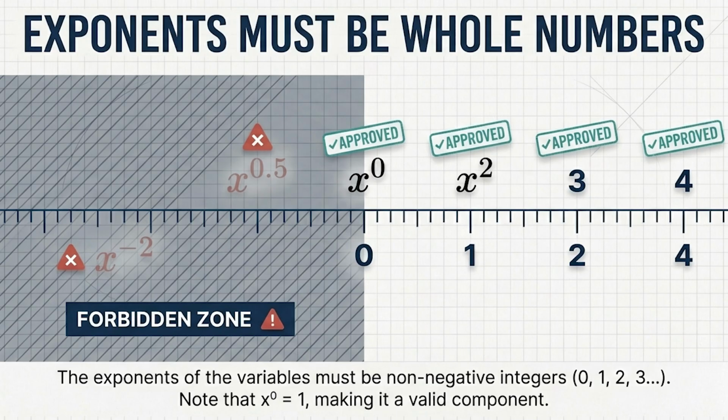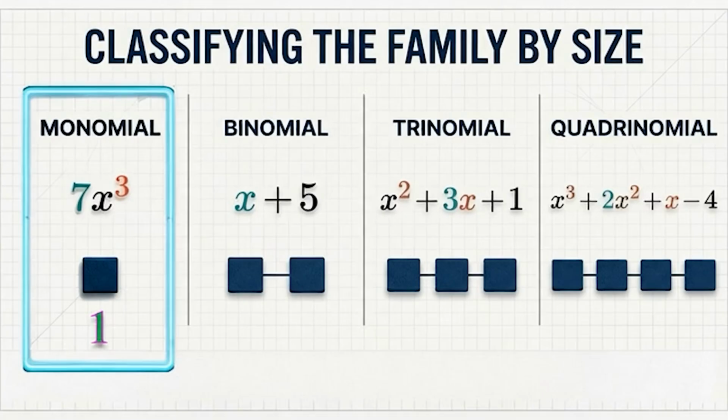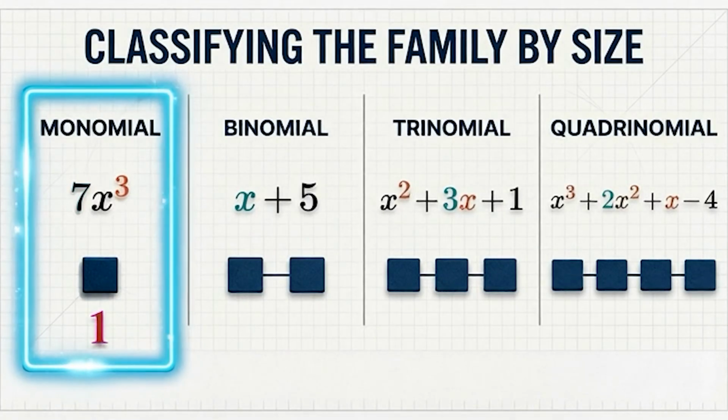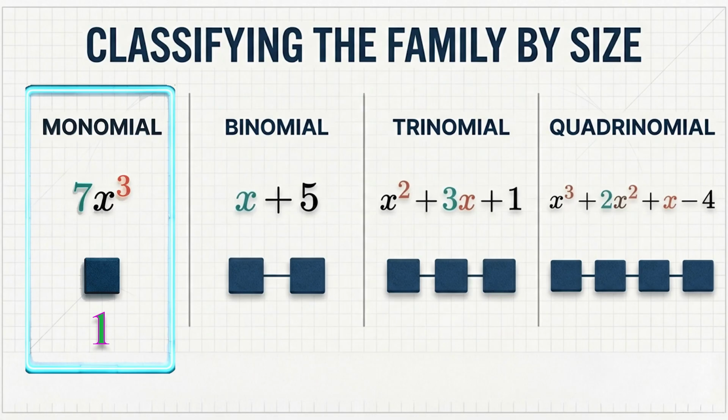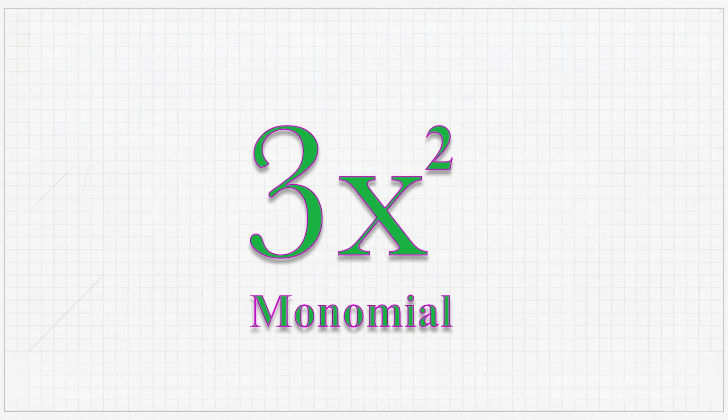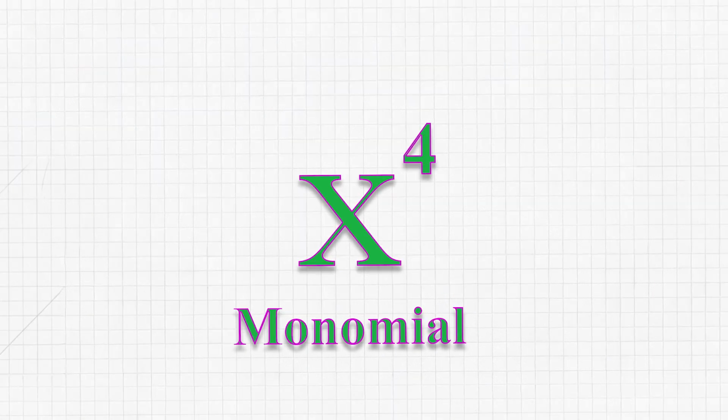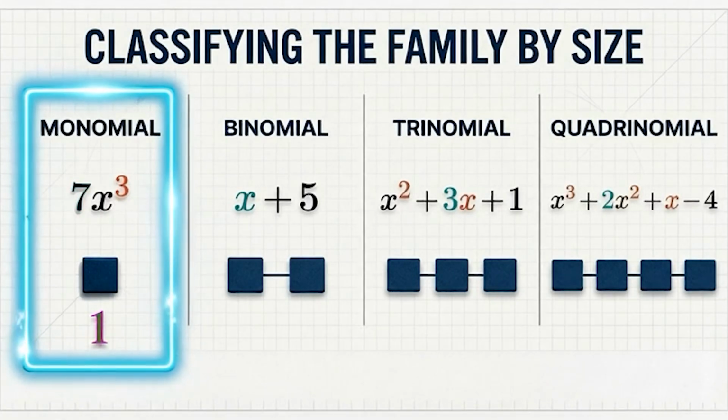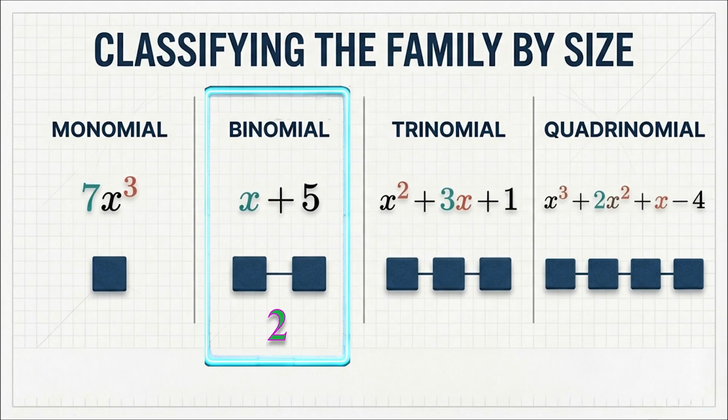We name these expressions based on how many terms they have. Meet the monomial. Mono means one, just a single term. It doesn't matter how big or small the coefficient is, or how big or small the exponent is. If it is one term, it is a monomial. This is a monomial. This is also a monomial because there is only one term. So we could say that a monomial is a polynomial with exactly one term.